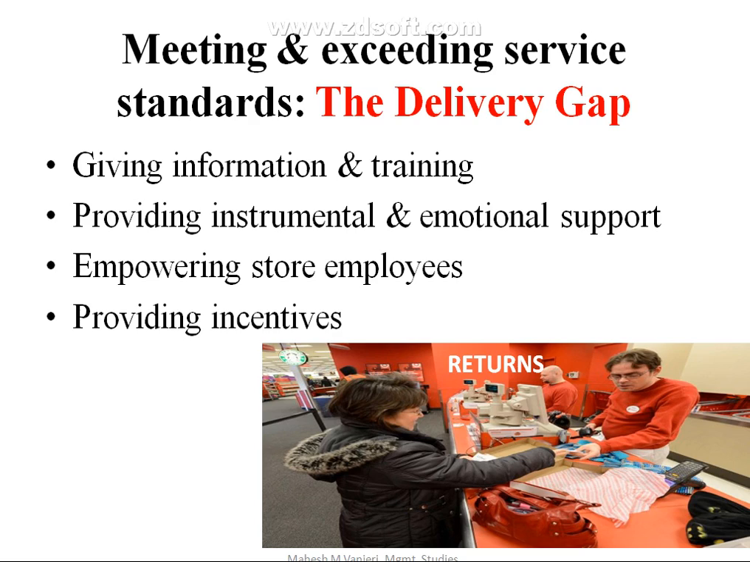Delivery gap. One of the good examples is Domino's. What do they promise, what is their standard? Thirty minutes hot pizza delivered or it will be free. Remember that. So how are the employees able to deliver the hot pizza within 30 minutes?